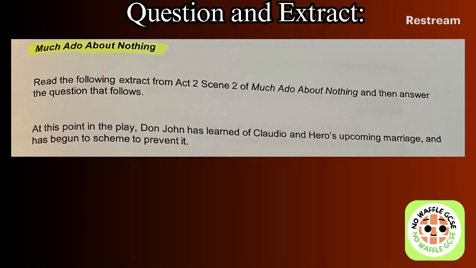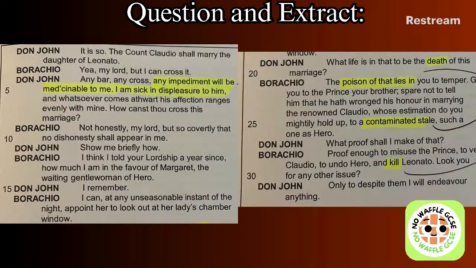So at this point in the play, Don John has learned of Claudio and Hero's upcoming marriage and has begun a scheme to prevent that from happening. So this is the extract. You can see I've highlighted some things, and that's to do with the essay that I prepared for you guys. So beginning, let's read it.